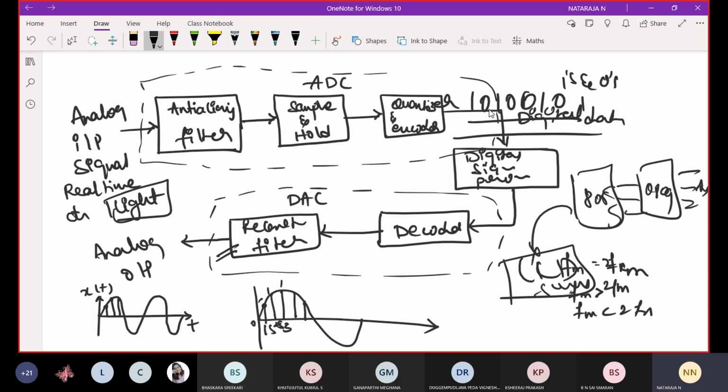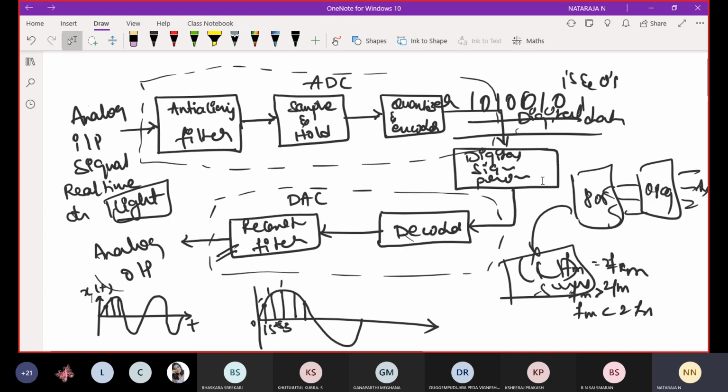Okay, it is clear, analog to digital conversion. Then vice versa. Here we have a digital signal processing unit. It processes the digital data, and here there will be a decoder. It decodes, and how we use the quantizer and encoder will be the reverse. It works, and there is a reconstruction filter. It gives the analog output once again. We give an analog signal here, digital data conversion. Again, if I give digital data here, we get an analog signal. This is about analog to digital and digital to analog conversion.